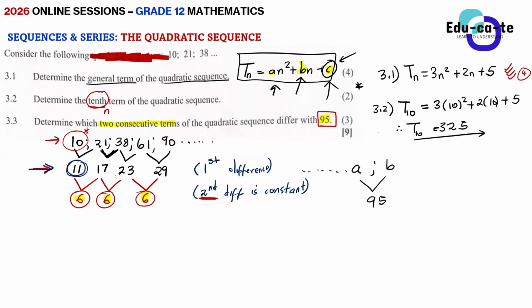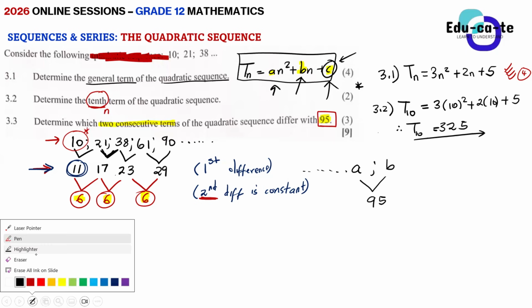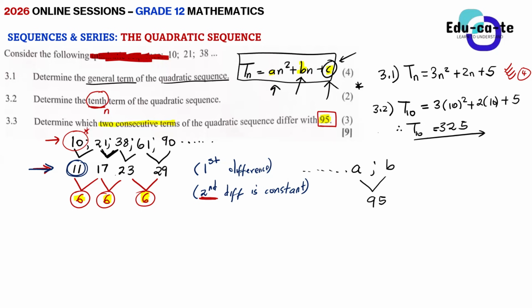Do you guys realize that the first difference itself is an arithmetic sequence? Okay, so let's look at it all together so that we can all see it on one side. So this is our first difference. Our first difference on its own is already an arithmetic sequence, because if we look at the first difference alone, there is a common difference between the terms, which is 6, right?